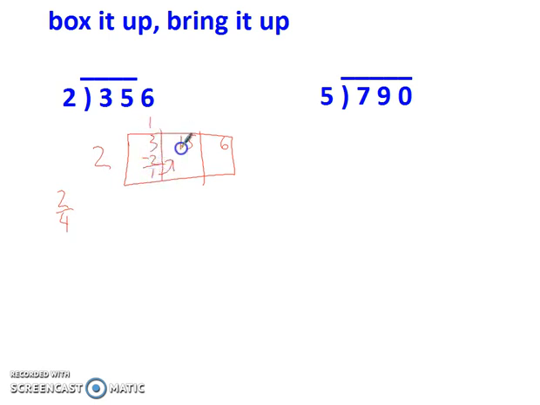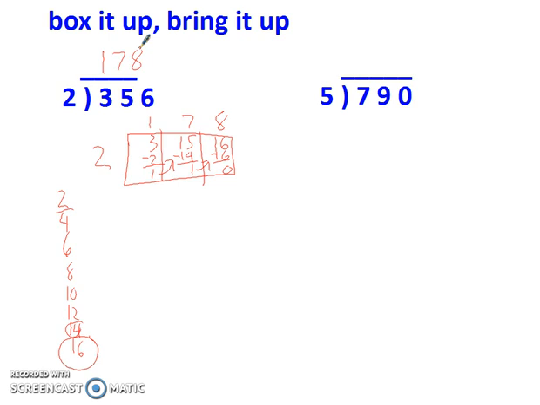Bring it up. And now I have 15. 2, 4, 6, 8, 10, 12, 14, 16. So I'm going to go 14. 1, 2, 3, 4, 5, 6, 7. 7 times 2 is 14. Subtract, I got a 1. Bring it up. 16. So 1, 2, 3, 4, 5, 6, 7, 8 of them. 8 times 2 is 16. Subtract, nothing left. My answer is 178.